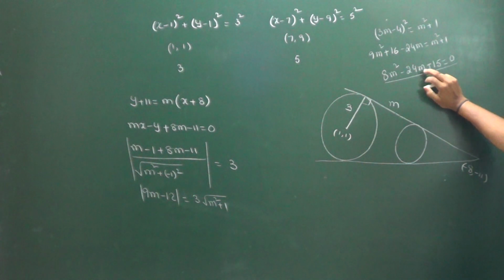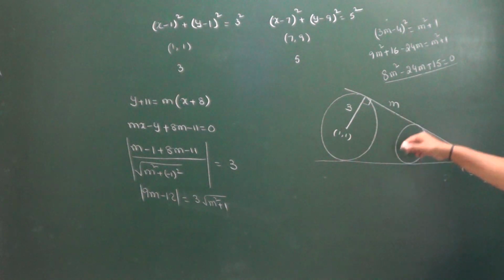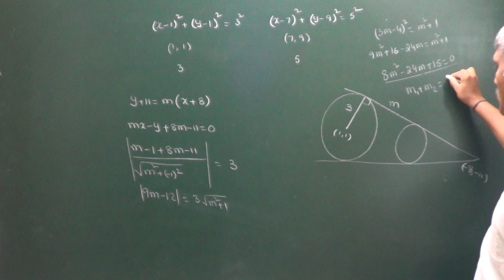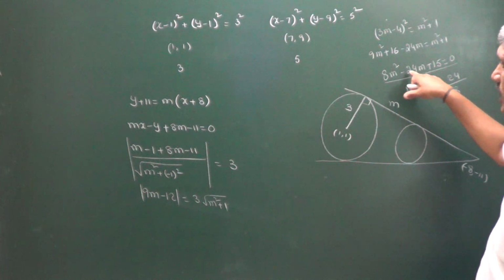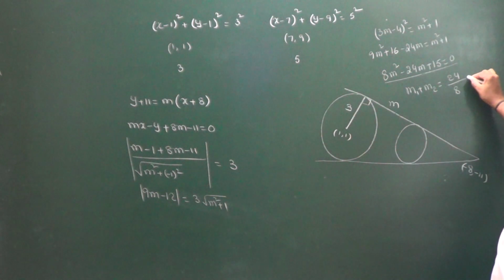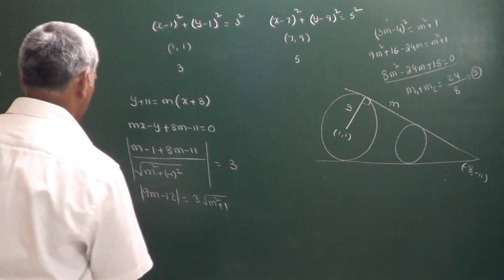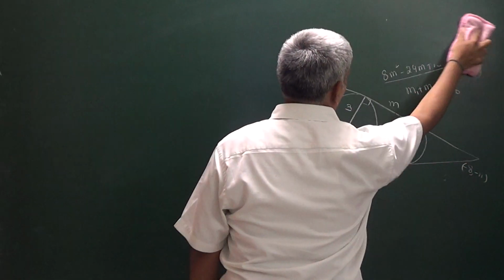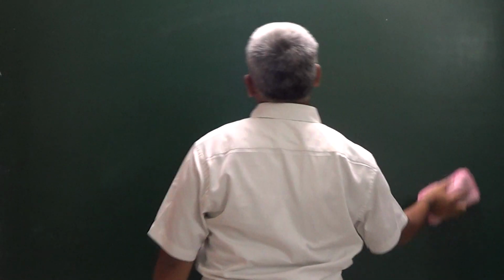You will get two values of m. One value of m is for this tangent, the other value of m is for that tangent. That's why we get the sum of the slopes he is asking. The sum of the slopes is −24 divided by 8, that means −b by a, where b is −24. That's why we get the sum of the slopes as 3. Right? So that is the discussion here. He is asking the sum of the slopes of the direct common tangents. A direct common tangent always passes through the external center of similitude. We already got the external center of similitude as (−8, −11).